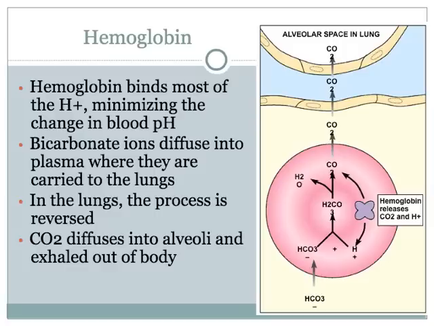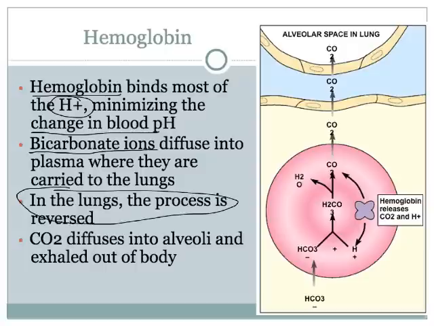Okay, so because we don't want our blood to be super acidic, because we're going to have some CO2 in our blood, hemoglobin is going to bind most of that H+ in addition to the CO2 to help minimize the change in blood pH. And then some of those bicarbonate ions, the other half of the carbonic acid, will diffuse into the plasma of the red blood cell where they're carried to the lungs. And then in the lungs, that process is reversed. So the H+ will recombine with the bicarbonate ion, and that will break into CO2 and water. So the CO2 can be released into the lungs to be exhaled out of the body.